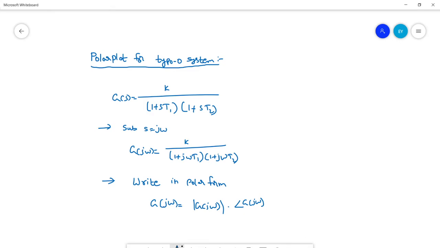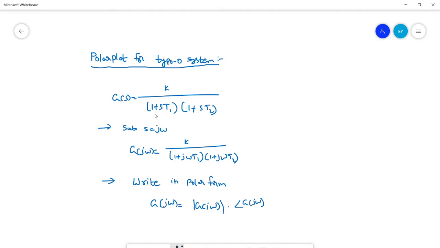So the next concept is to plot a polar plot for a type 0 system. As we discussed in the previous class, what is a type 0 system? A type 0 system has no poles at the origin. If you see this expression here, there is no s term alone. 1 plus s t1 means s plus 1 by t1, so the pole is at minus 1 by t1. Here the pole is at minus 1 by t2. A pole at the origin, that is an s term, is not there. So this particular system is referred to as a type 0 system. For this type 0 system, we need to construct a polar plot.